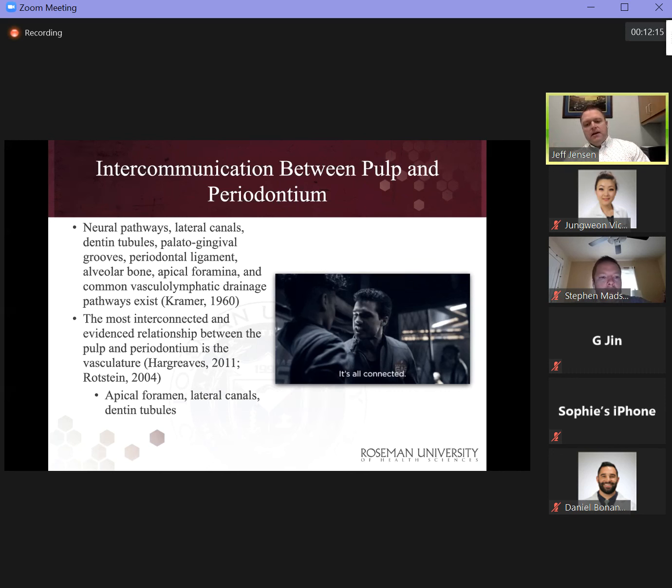So again, just keep in mind as we go through this, there's connections here. It's not like these are both just isolated tissues. Okay. Now, the extent of that connection can be questioned at times, but there is some sort of connection there between these two tissues and these two areas around the teeth.